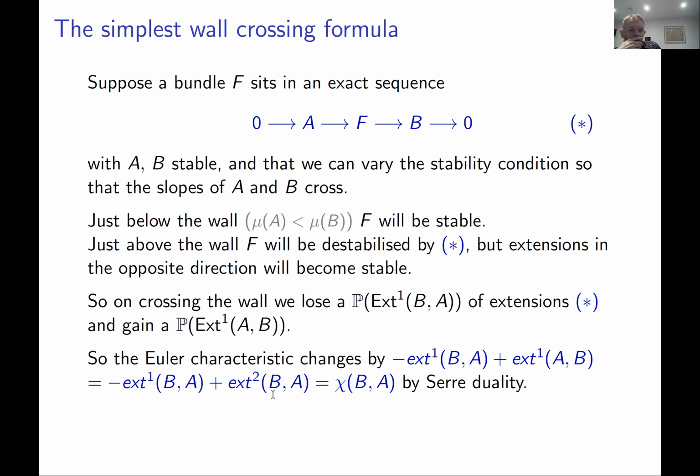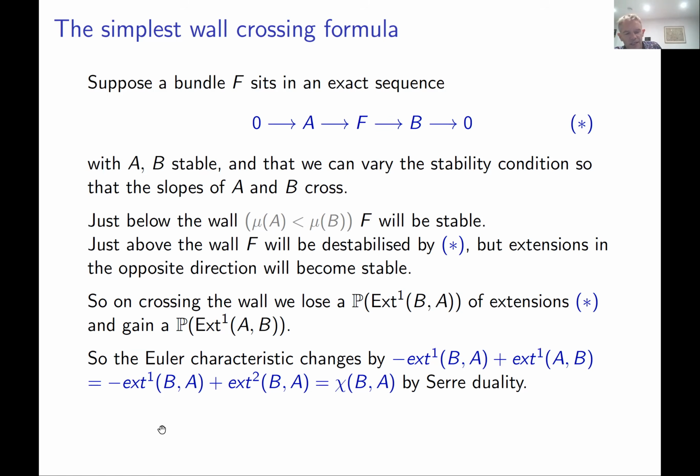And so what you end up with is this alternating sum of Ext groups, or dimensions of Ext groups, between B and A. And this is the entire alternating sum because the Homs from B to A vanish. That's because A and B are stable at the same slope on the wall, so they can't have any Homs between them unless they're isomorphic to each other. And I'm assuming they're not. I forgot to say that. And therefore, there's no Ext^3 by Serre duality, and there's nothing else.